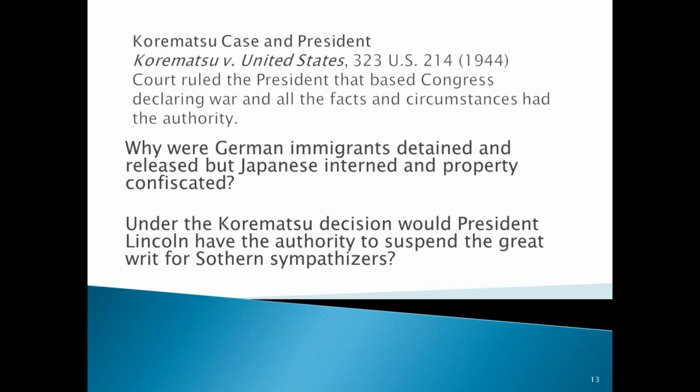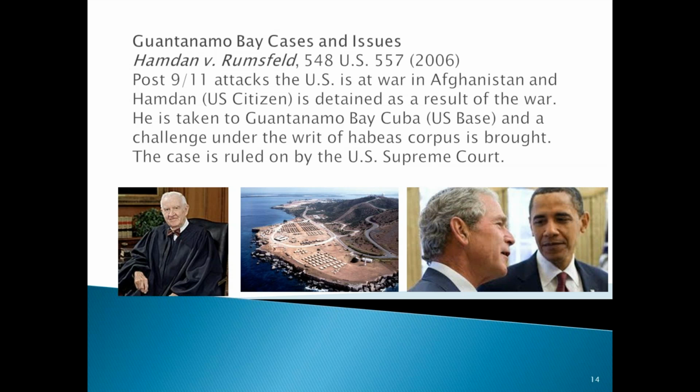So the court just kind of let Korematsu stand out there on its own for a long time, and it was quickly not applied, but it was treated as good law, but not really applied as good law. So after Korematsu and after 9/11, we get a string of cases essentially lumped together. It's called the Guantanamo Bay cases.